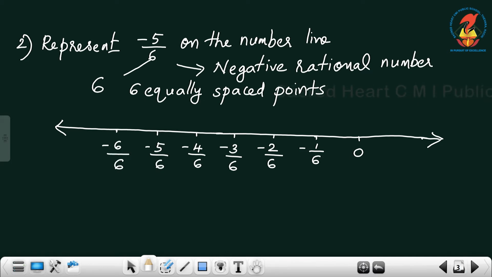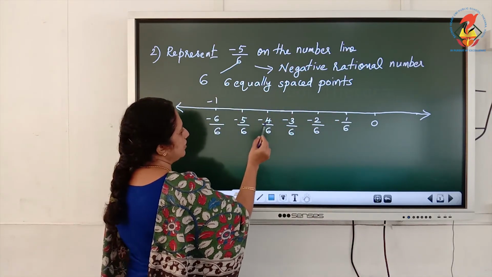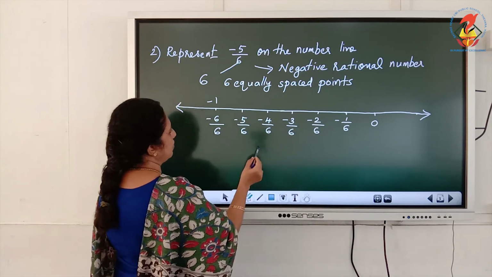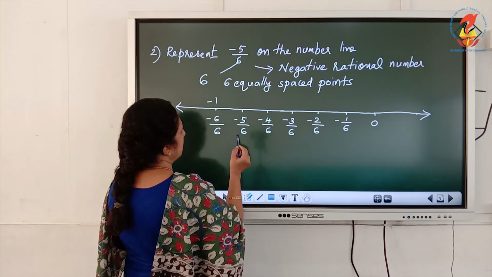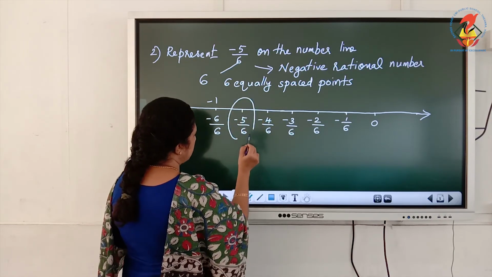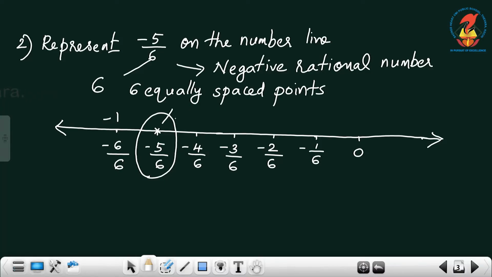What is negative 6 by 6? Negative 6 by 6 is equal to negative 1. So the distance between 0 and negative 1 is divided into how many equal parts? 6 equal parts, and how many of these parts are to be considered? 5 parts. So this one will represent negative 5 by 6. If you want, you can put a cross there and use a letter, A, and you can write it as A represents negative 5 by 6.